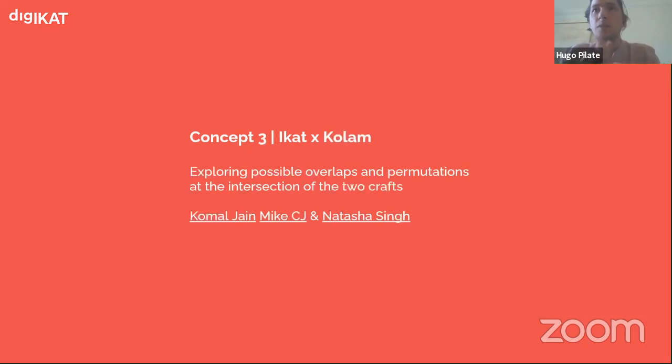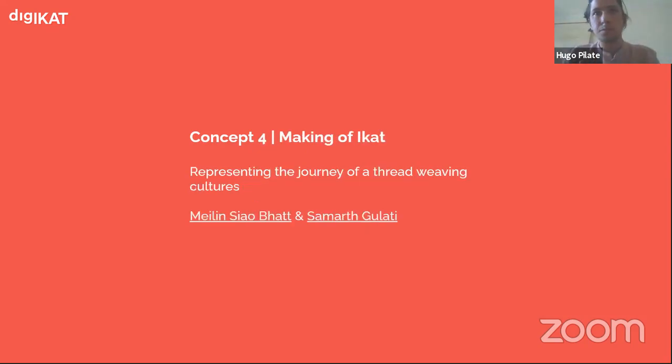The third team, Komal, Mike, and Natasha, are looking at the overlaps between ikat and kolam, and exploring possible overlaps and permutations at the intersection of the two crafts. And so they are focusing mainly on the aesthetic and how the two practices and the ceremonies or the performances around each can benefit each other.